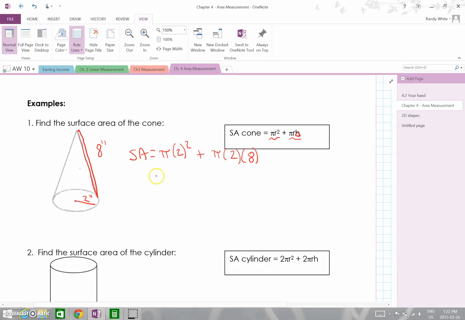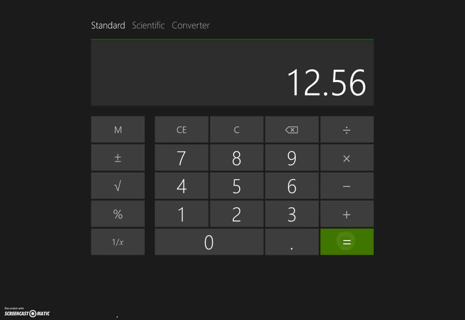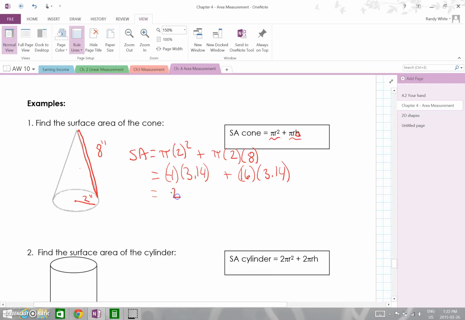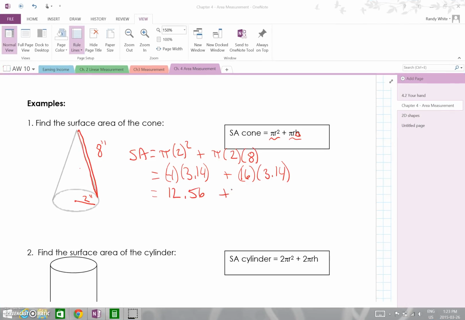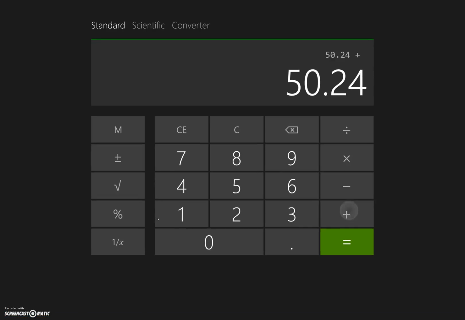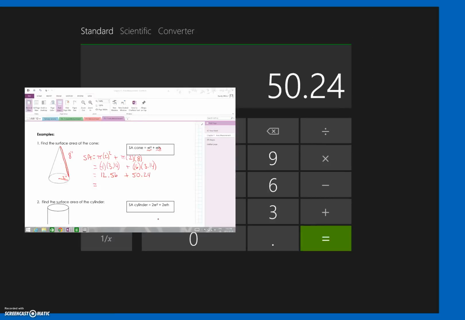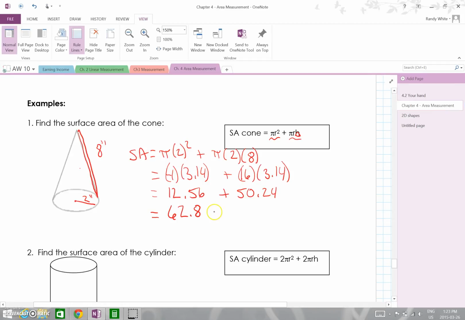So this is going to be 4 times 3.14 plus 16 times 3.14. Plus 50.24, 62.8 square inches.